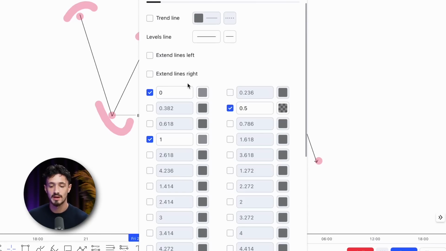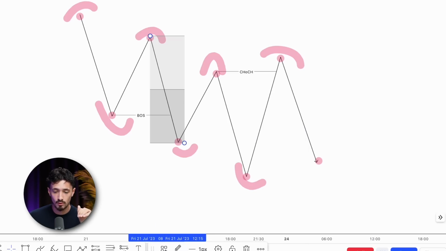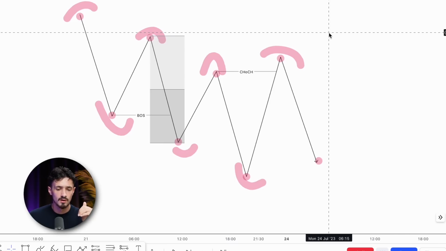And then essentially, if you don't have it already set out or you have the basic fib levels, what you want to do is come into style here. Then unselect everything that's selected and only select 0, 0.5, and 1. And then you can, of course, color code them however you wish, in alignment with your already color coded charts.